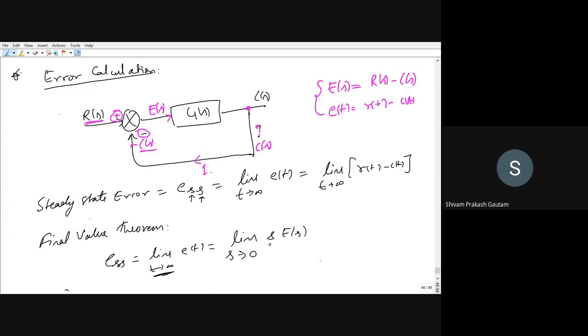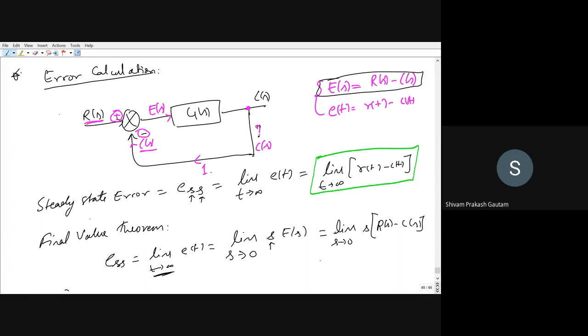So S times E(s), where S is an extra term and E(s) is the term we have already calculated. You can rewrite this as the limit as S tends to 0 of S times R(s) minus C(s). So you can calculate the steady state error either in the time domain using this formula, or in the S domain using this formula. In both ways, you will get the same result. We will see this. Should we move forward?